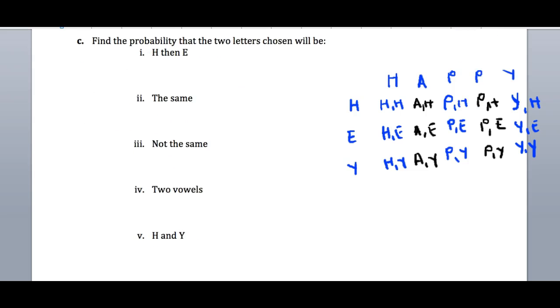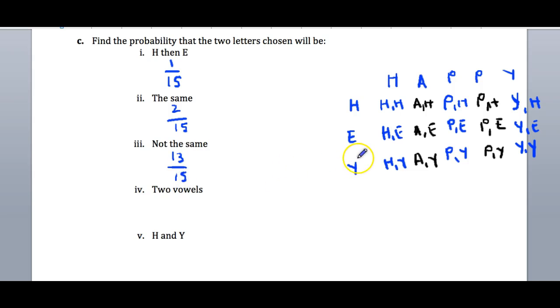Find the probability that the two letters chosen will be H and then E. Okay, so we just look for outcomes that have H then E. So we've got 1. Okay, so it's just 1 out of 15. It's the same letter. So we've got 1 and 2. So 2 over 15. Not the same. So obviously that's going to be the complement of that. So all I have to do is say, well, 15 take away 2 is 13.